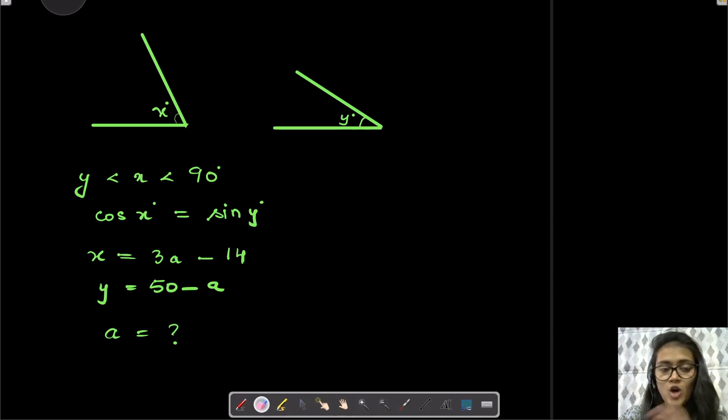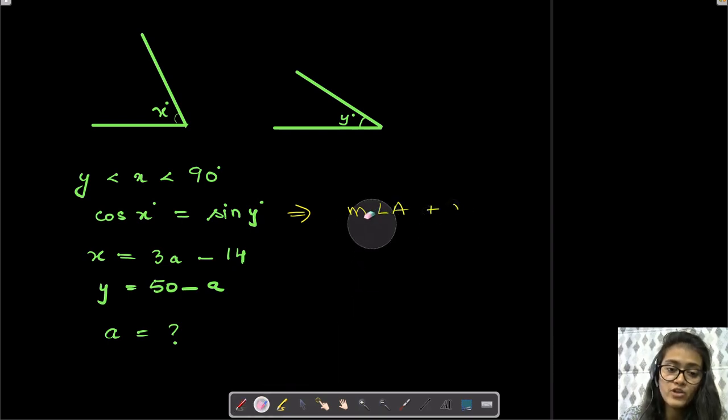based on the concepts that we have learned. So first we see here that there is a figure, angle x is there, angle y is there, and it's been given that y is less than x is less than 90 degrees. And it's also given that cosine of x is equal to sine of y. So the first thing that we can tell from this relationship that cosine of x is equal to sine of y is we can say that measure of angle x plus measure of angle y is equal to 90 degrees.